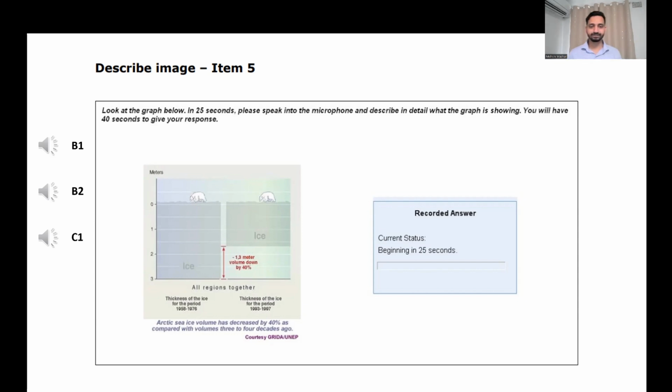Atlantic sea swarm helps decrease by 40% as compared with swarm 3 to 4 decades ago.